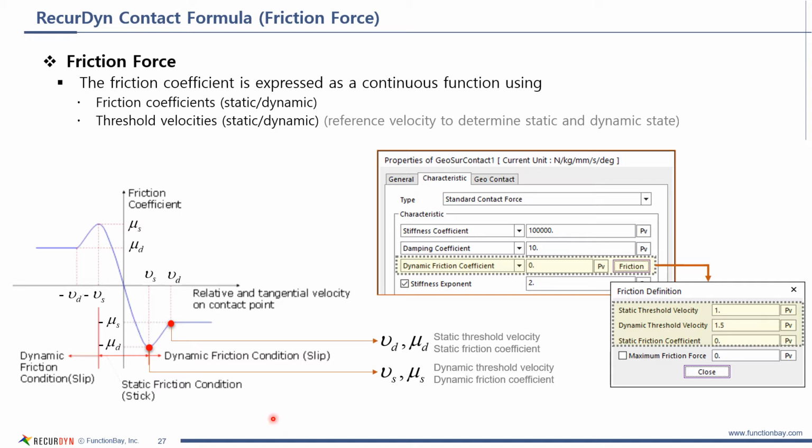Conceptually, if the body moves slower than static threshold velocity, it is in static state. And if it moves faster than dynamic threshold velocity, then it is in dynamic state.